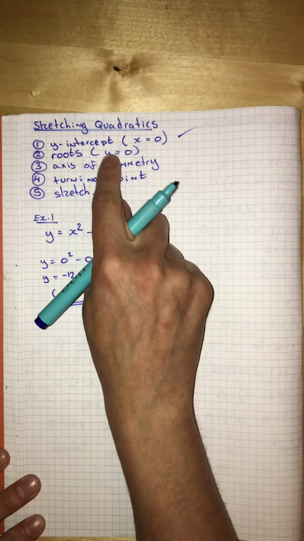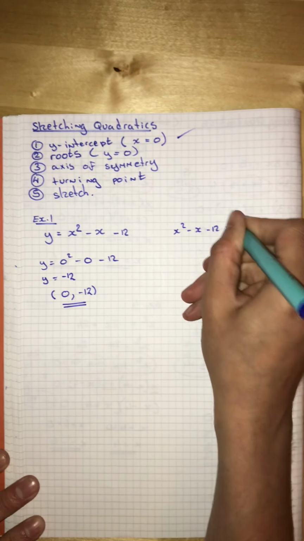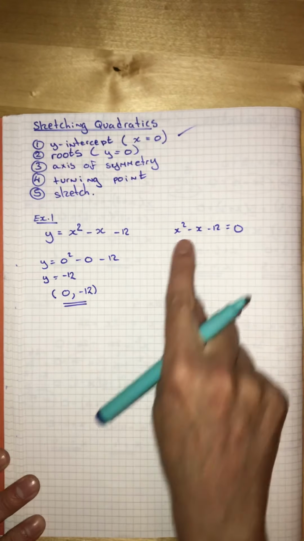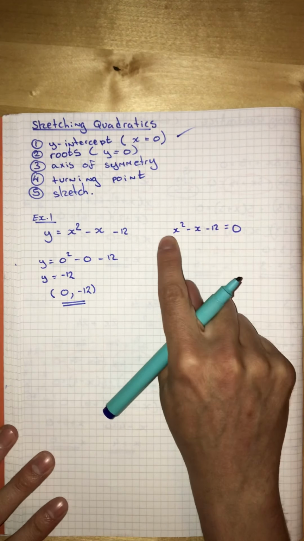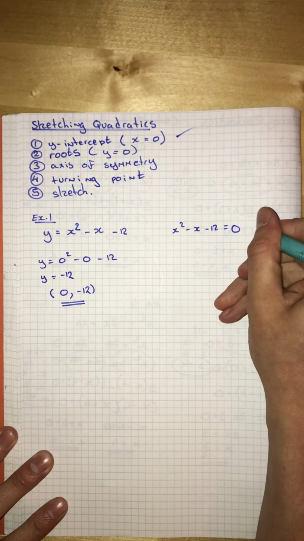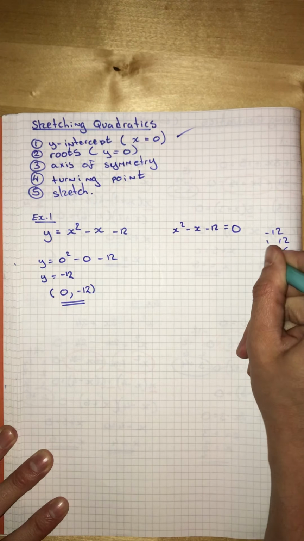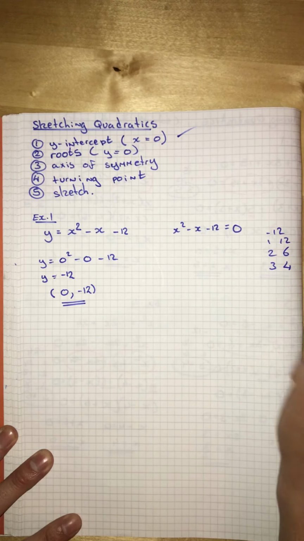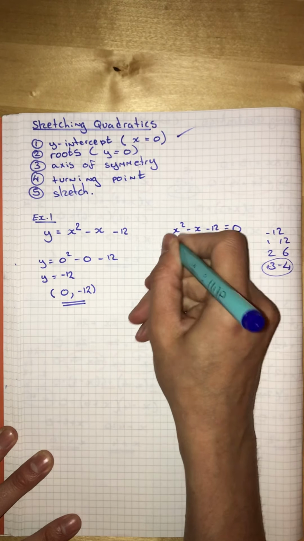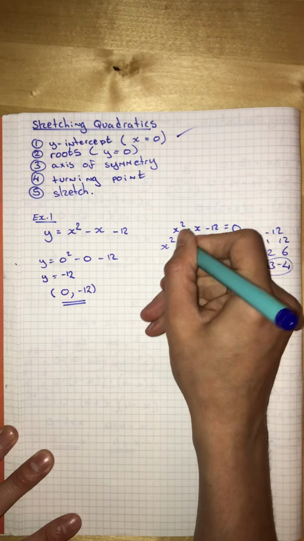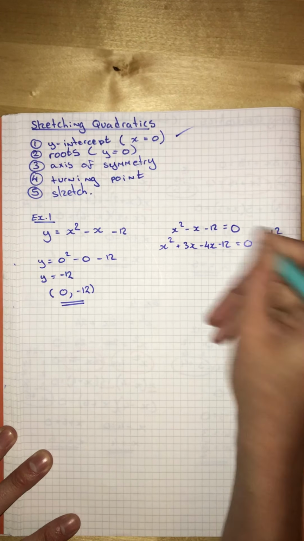Now let's find the roots. So when y equals 0, so it's going to be when x squared minus x minus 12 equals 0, because y now equals 0. And now that this quadratic is equal to 0, we can factorize it and solve it. So, first times last. Needs to be negative x, so we're going to have negative and positive there. So we're going to get x squared plus 3x minus 4x minus 12 equals 0.